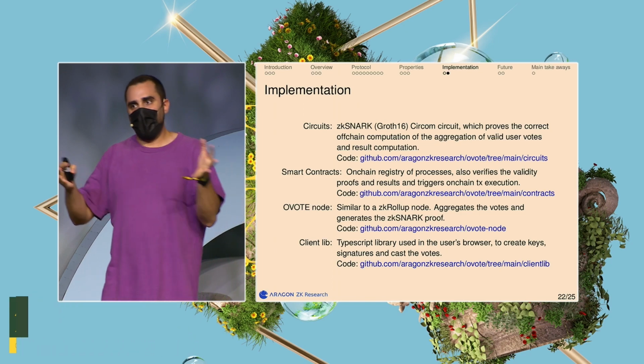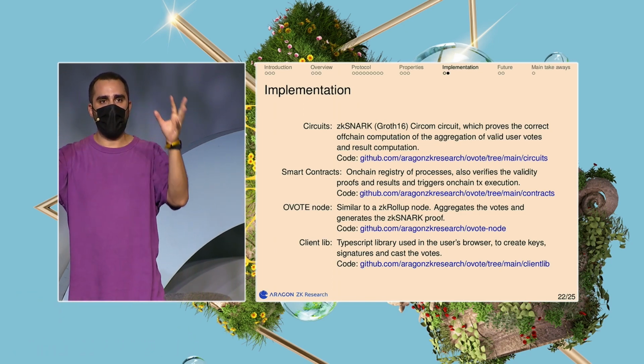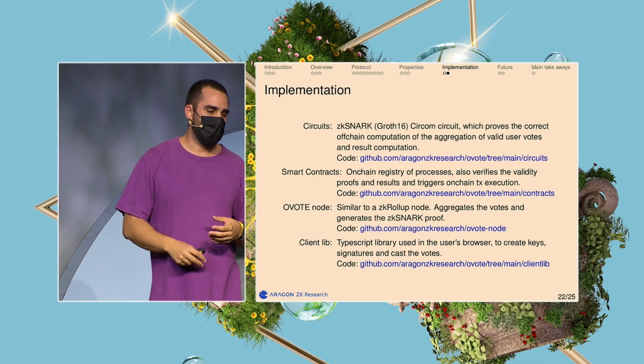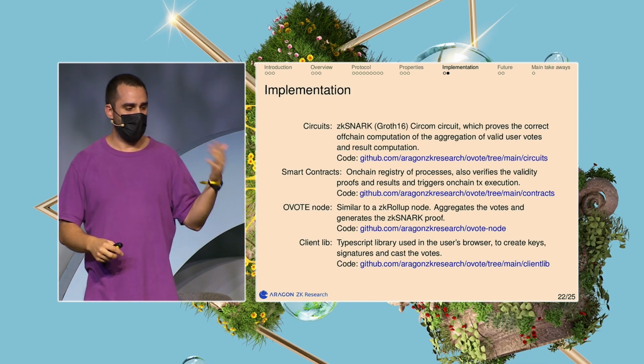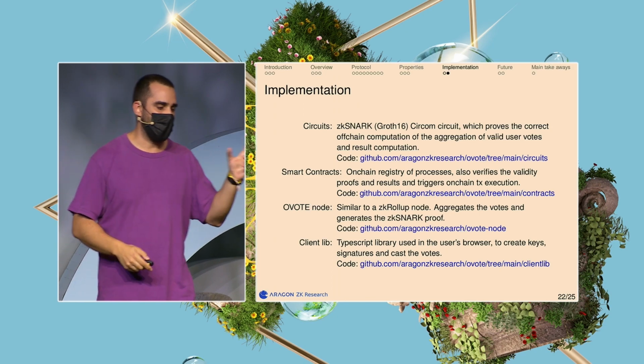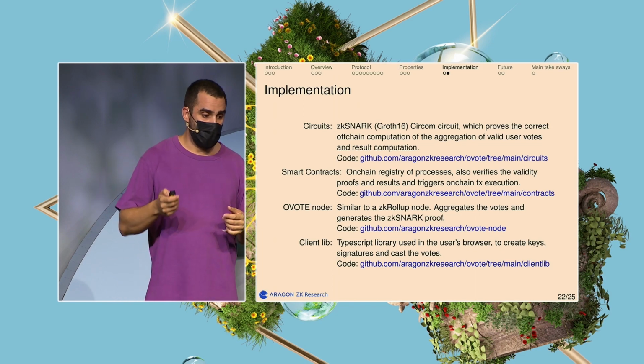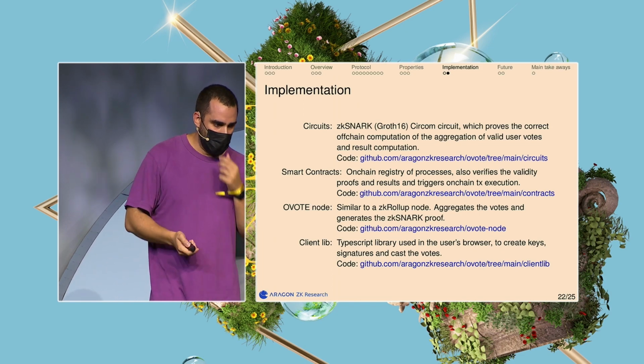Then this is not just an idea or design project. We also did an actual implementation of this. So we have the circuits, the smart contracts, the OVOTE node, and a small client library to generate the public keys and to sign and so on. So you can go and check all this code.